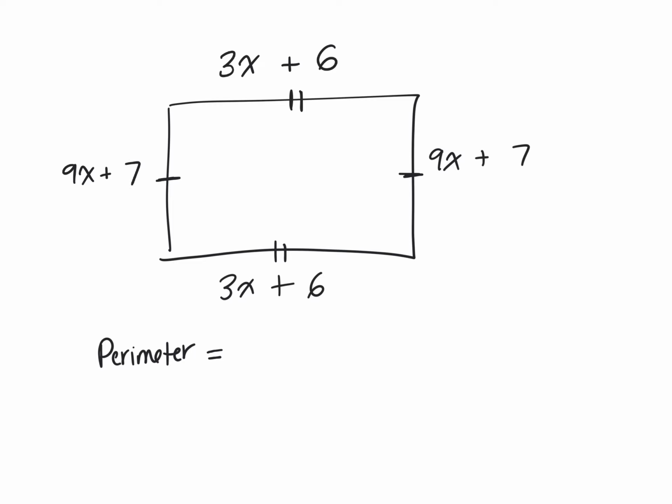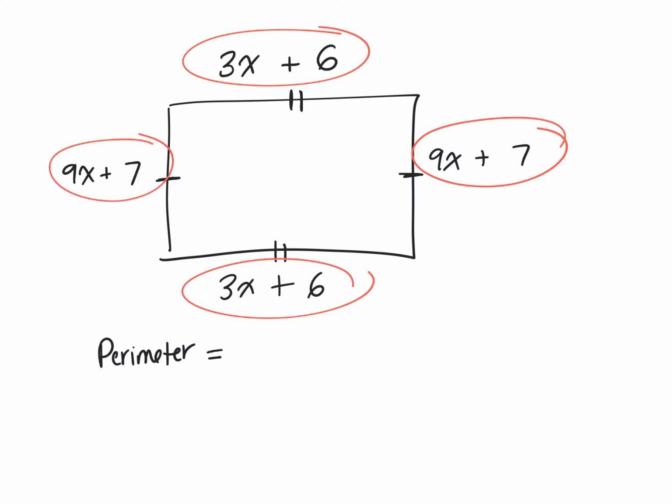Okay, so how would I show an expression to represent perimeter? I have to add up all the sides. So I'm adding this, plus this, plus this, plus this. So let's write it out. 3x plus 6, plus 9x plus 7, plus 3x plus 6, plus 9x plus 7.